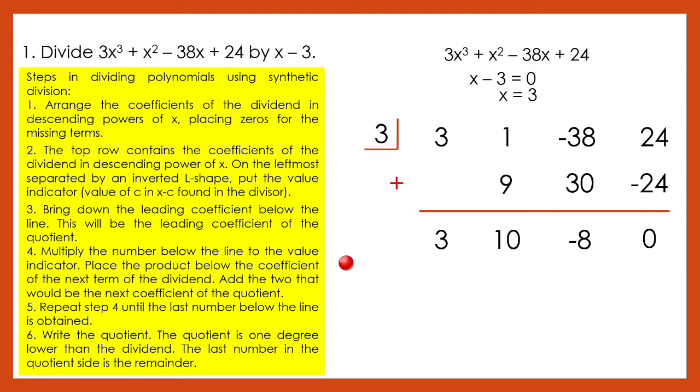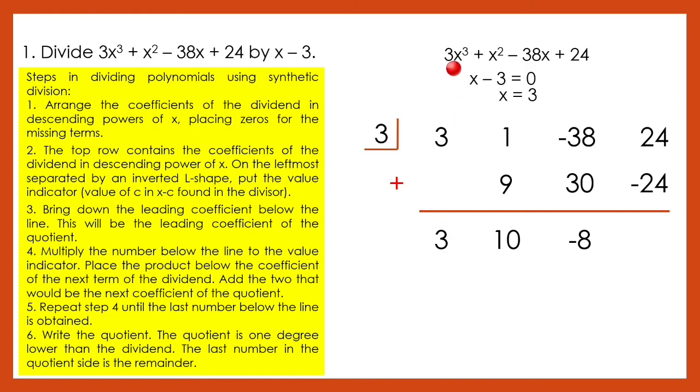Okay, proceed na tayo dito sa number 6. Write the quotient. The quotient is 1 degree lower than the dividend. The last number in the quotient side is the remainder. Okay, so, ang magiging quotient natin, itong nandito sa baba. Okay, the quotient is 1 degree lower than the dividend.